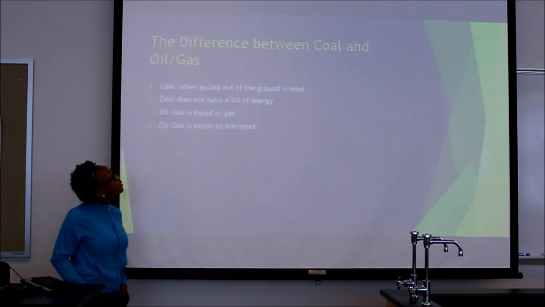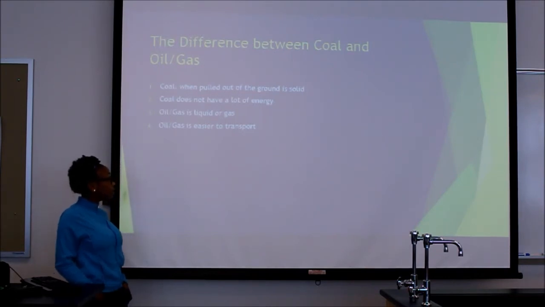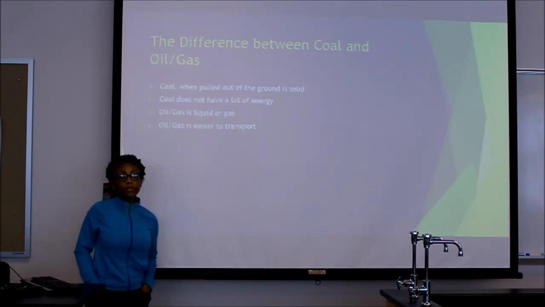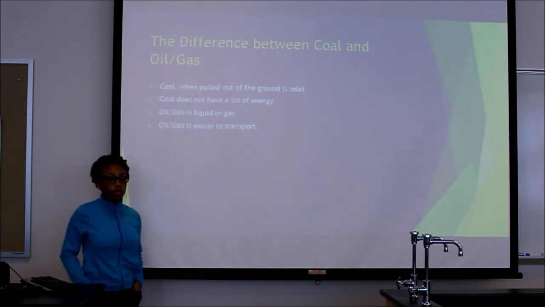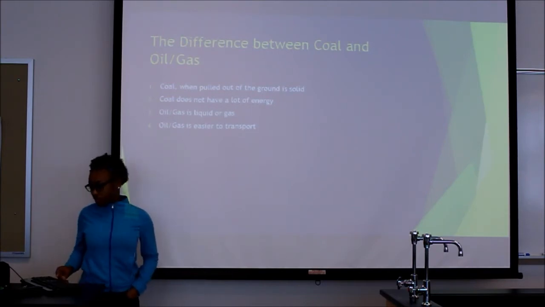The difference between coal and oil and gas. Coal, when pulled out of the ground, is solid. Coal does not have a lot of energy. Oil or gas is liquid, and oil and gas are easier to transport. So basically coal and oil and gas were made in a similar way, but these are the differences between them.